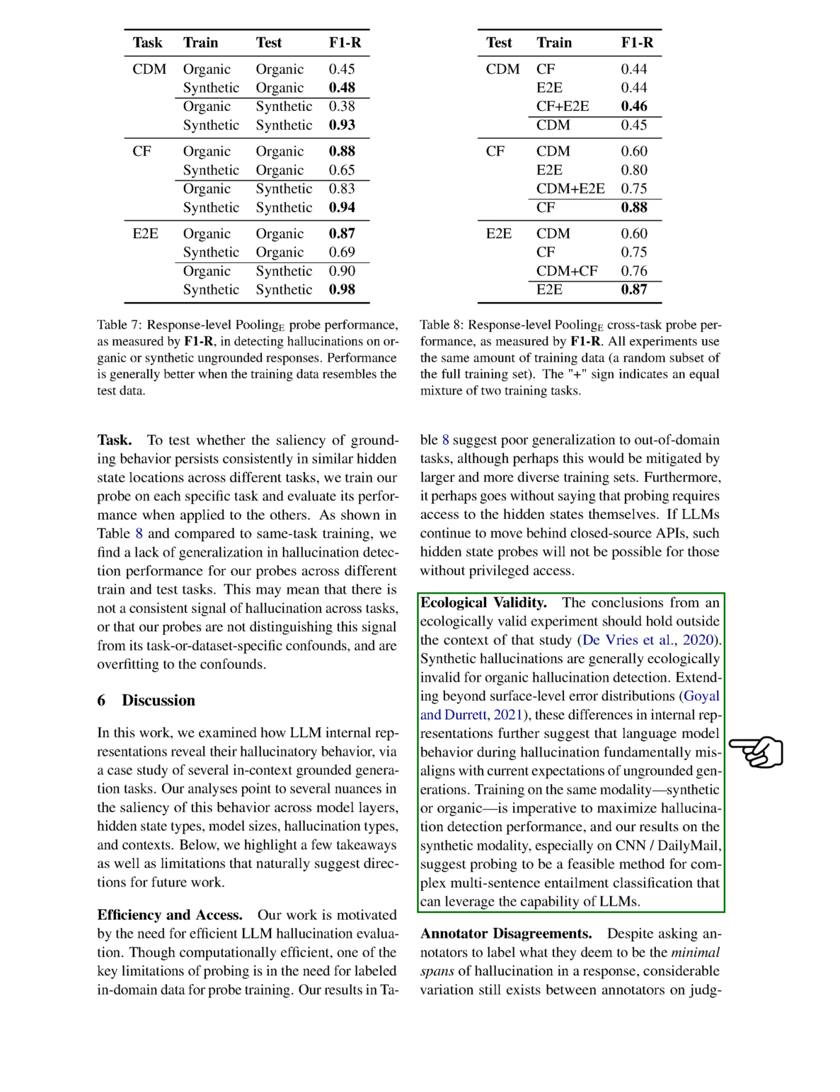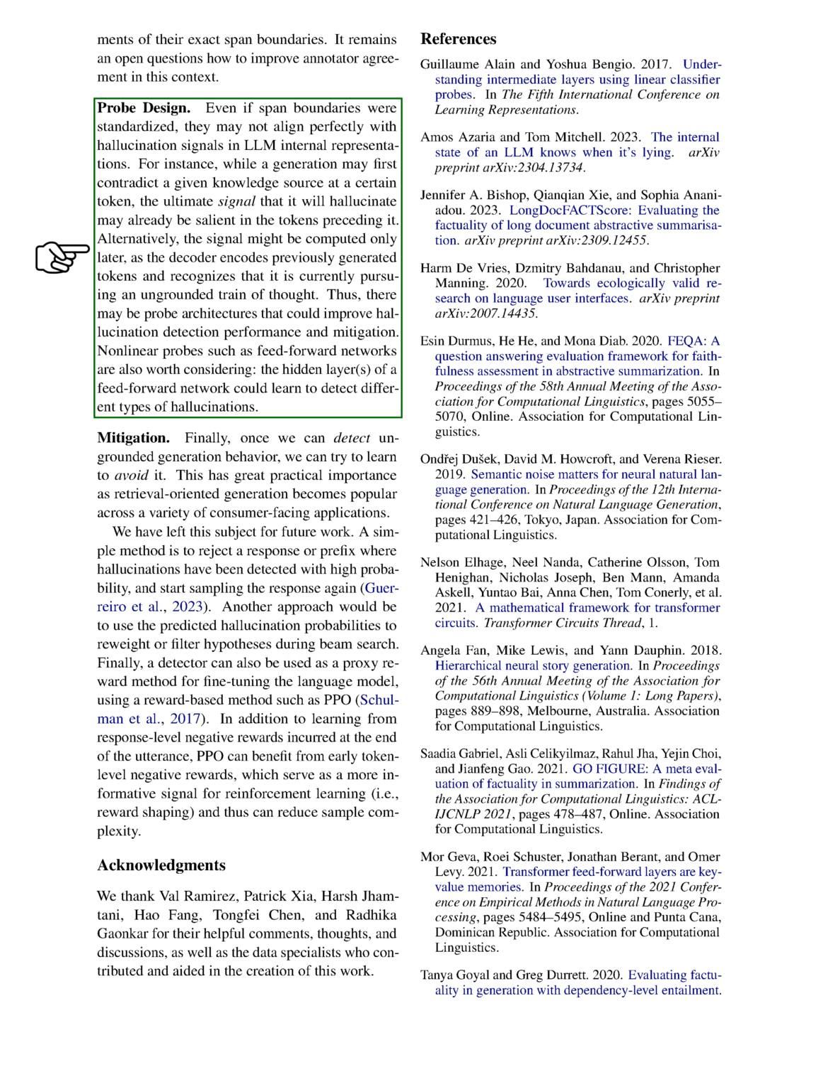Section. Annotator disagreements. We've noticed that there's a significant amount of disagreement among annotators when it comes to identifying the smallest parts of a response that are hallucinations. This is a problem that we're still trying to solve. When it comes to designing probes, even if we could standardize the boundaries of these hallucinations, they might not match up perfectly with the signals of hallucination in the internal representations of language models, LLMs.